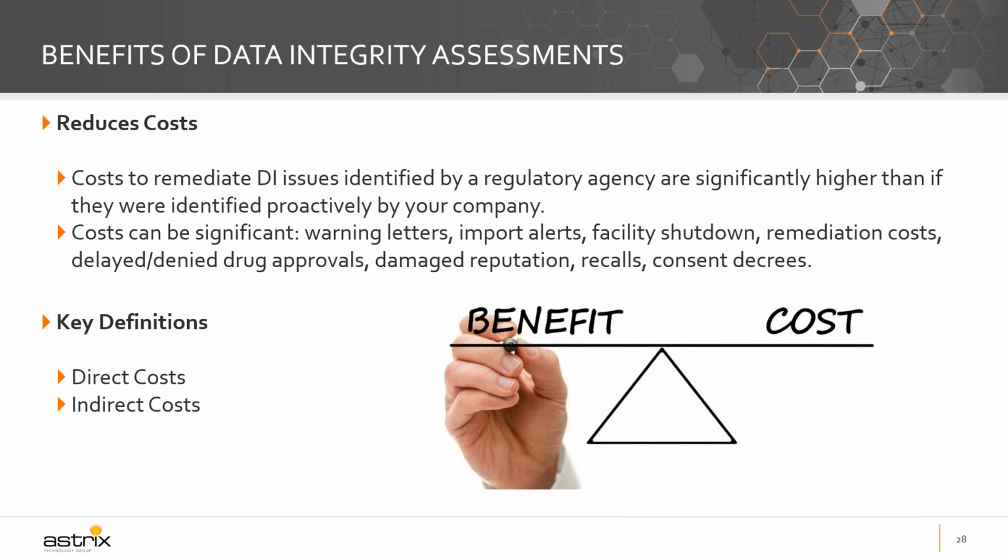Another benefit of the integrity assessment is that it reduces costs. If you find an issue within your organization before you're pointed out by a regulatory agency or a problem with a customer, it gives you the opportunity to prepare for the remediation of that better. So the costs associated with the integrity issue can be very significant. They can vary from warning letters, import alerts, facility shutdown, a huge remediation cost that wasn't foreseen, recalls, consent decrees. There are a lot of direct and indirect costs associated with data integrity issues. Let's say, for example, a direct cost could be prohibitions or sanctions, or an indirect cost would be the company reputation. Just look at what happened to Volkswagen. They are dealing with a huge PR problem right now because of a data integrity issue.